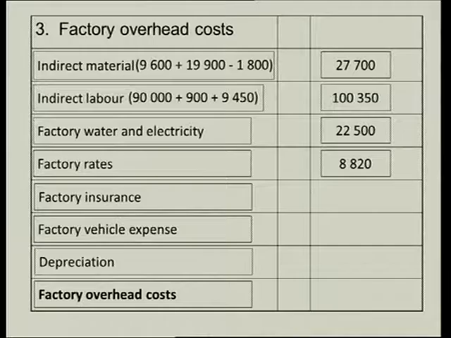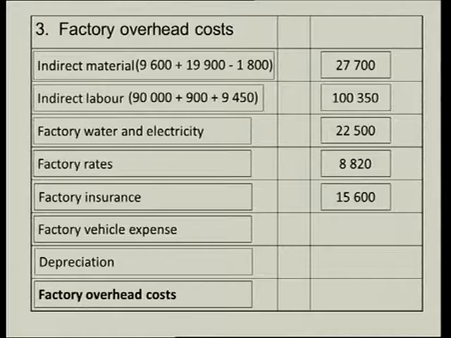Factory rates, we worked out 8,820. We took half of the amount. They said it's divided equally. When they say it's divided equally, you take half of the amount. Remember, the factory rates was 3/4, was the ratio 3:1. Factory insurance, we took half of the amount. It was divided equally.